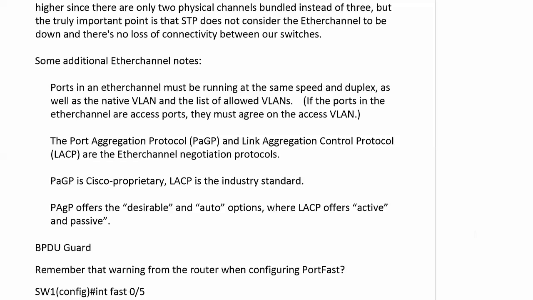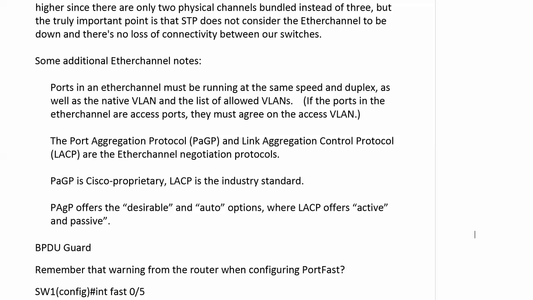All right, EtherChannel fans, some important notes here to finish our EtherChannel discussion in our lab. Ports in an EtherChannel should be running at the same speed and duplex, as well as be configured to use the same native VLAN and the same list of allowed VLANs. Now those last two are of course for EtherChannels over trunk ports, which is what we configured here today, and that's generally what you're going to be doing in the field. If you are configuring an EtherChannel with access ports, they have to agree on the single access VLAN.